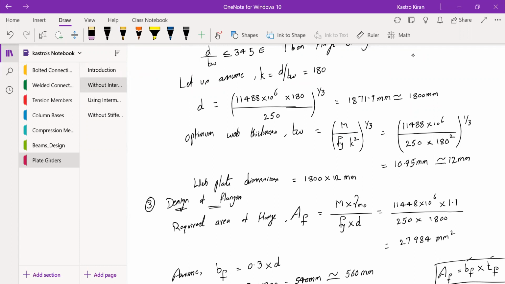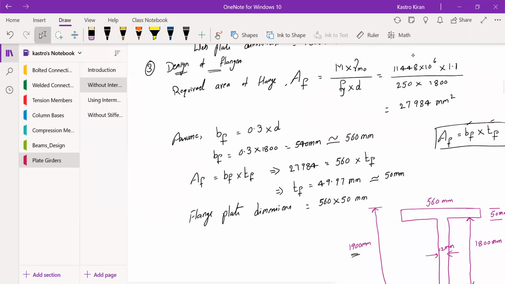I'll talk about this. The design of the flanges also doesn't change. The same values will remain, and ultimately the flange dimensions for the second model of problem will also remain same, that is 560 by 50 mm. So up to here nothing gets changed: the design forces, the design of web, and the design of flanges. These three steps don't change anything at all.